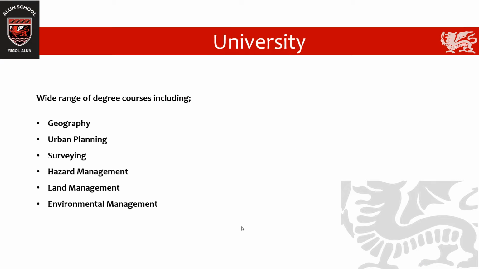Our students go on to study a variety of courses at university. Those most directly linked with geography are on the screen now. So geography, planning, surveying, environmental management are the normal types of courses our students go to study. But of course, because it counts as an art or a science subject, we have quite a lot of students going to do science BScs or BA degrees.